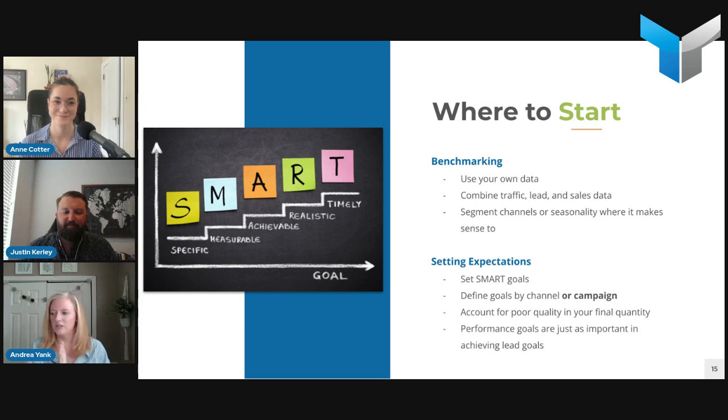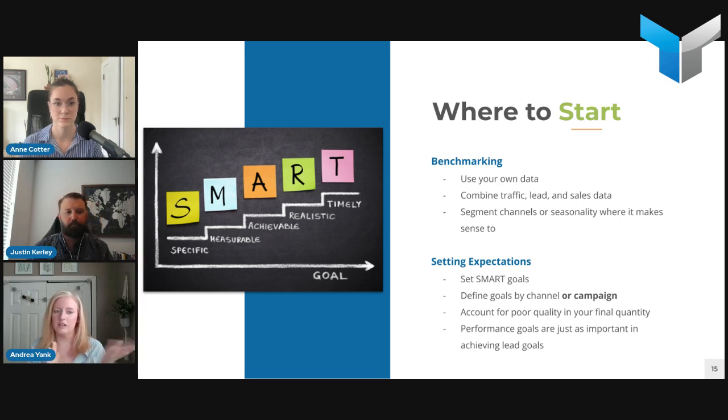Segment your channels or seasonality where it makes sense to. So you want to consider, especially with each channel, you shouldn't expect the same traffic or conversion rate for all channels equally. Each channel really has its own place in the sales funnel. Therefore, they aren't always going to be a last touch point for each conversion. So consider that, especially how you're using those channels.